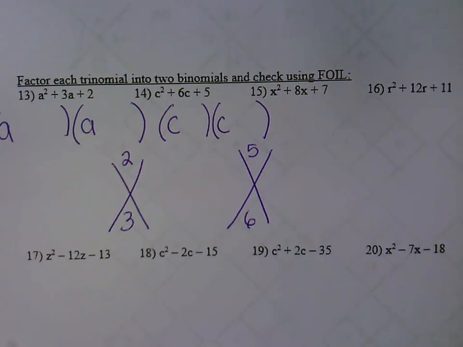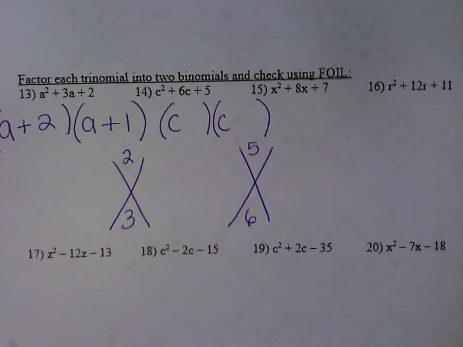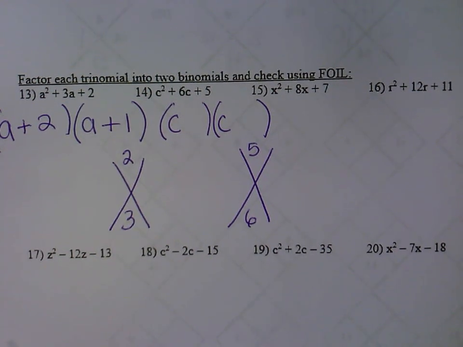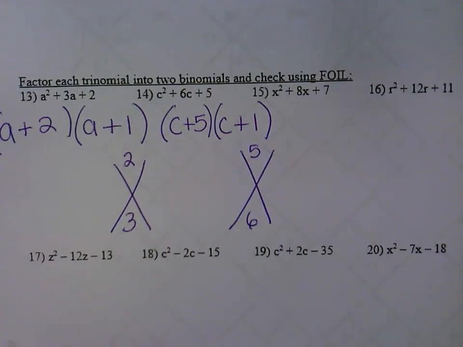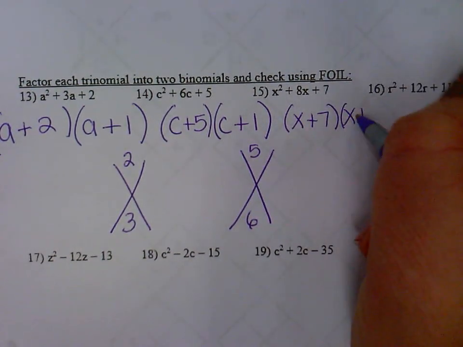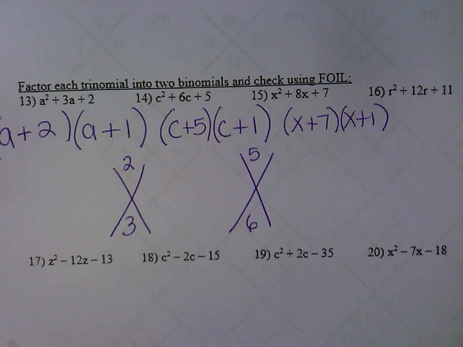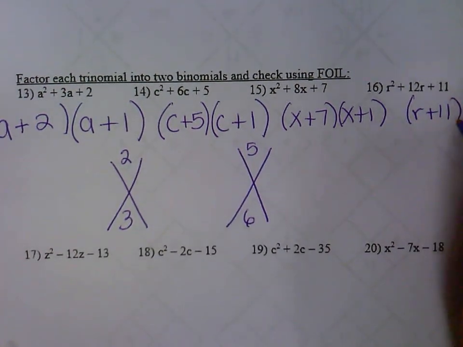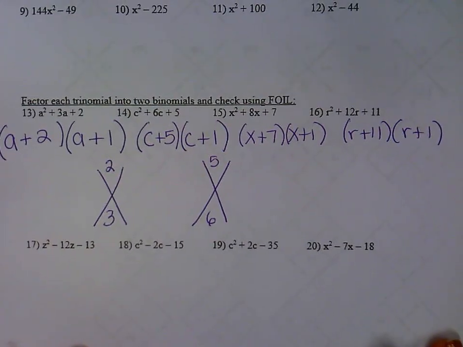Three assignments that are on quarter 2. So this should be what? Plus 2 plus 1. It doesn't matter what order you put them in. So if you put plus 1 and then plus 2, that's also correct. This would be what? Plus 5 plus 1, factors of 5. This would be x plus 7 and x plus 1. And I guess these were all the number and its factor of 1, right? This would be r plus 11 times r plus 1. All right, so I'm going to leave that for today.